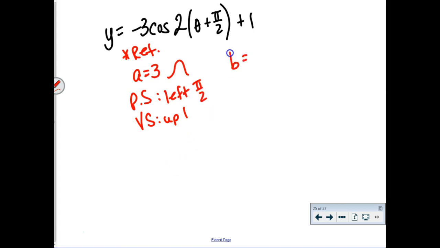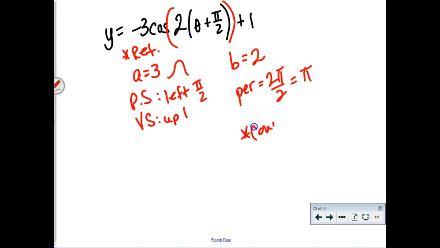What's the b value? 2. So what's the period? Okay, so 2 pi over 2 would be pi. And then this is the one I don't specifically ask you for, but I think would be really smart. What do you count by? Yep, so it's whatever the period is divided by 4. So for us, that would be pi over 4.